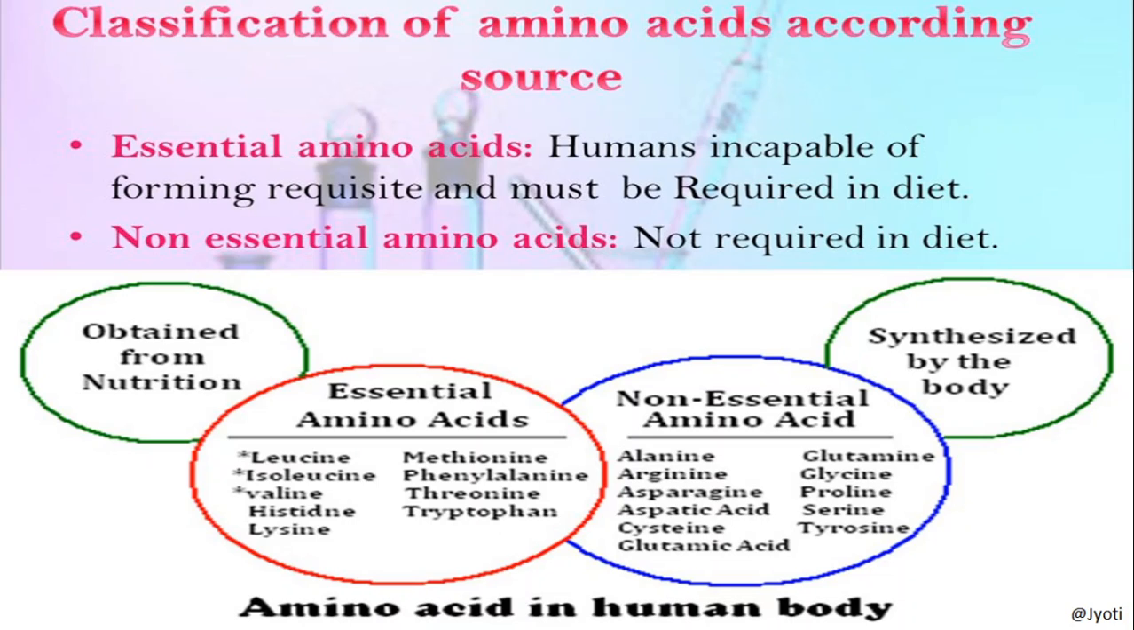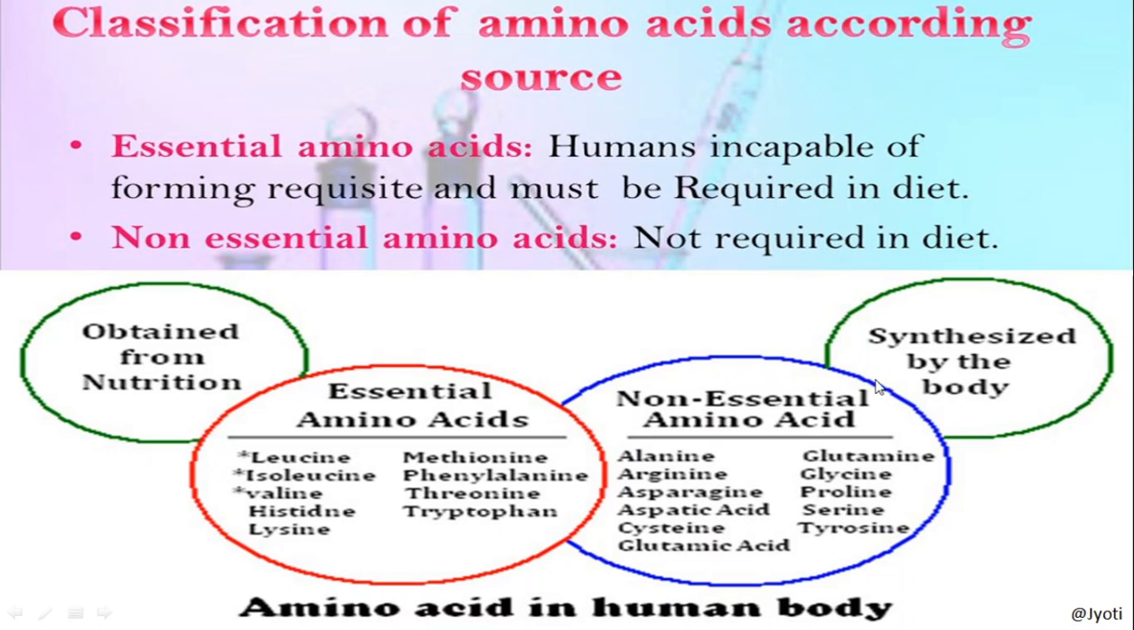Besides these two types of amino acids, there are some other types of amino acids also that we will discuss later on. So now these are the examples of essential amino acids that we obtain from nutrition. They are leucine, isoleucine, valine, histidine, lysine, methionine, phenylalanine, threonine and tryptophan, which we have to take in our diet.